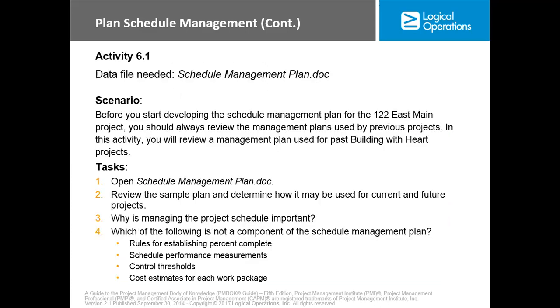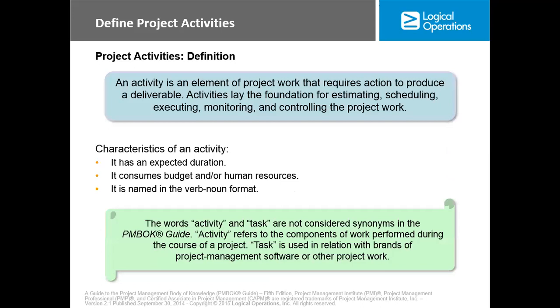Now, this is a scenario, but we'll have to skip that. Now, project activity definition. An activity is an element of project work that requires action to produce a deliverable. Activities lay the foundation for estimating, scheduling, executing, and monitoring and controlling the project work. Characteristics of an activity: it has an expected duration, it consumes budget and human resources, and it is named in the verb-noun format.